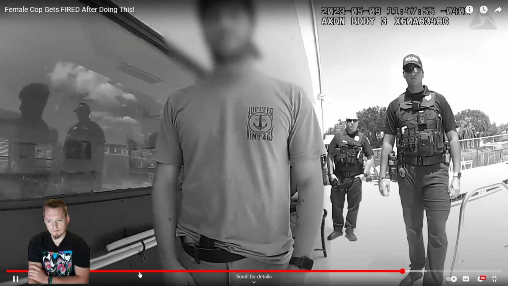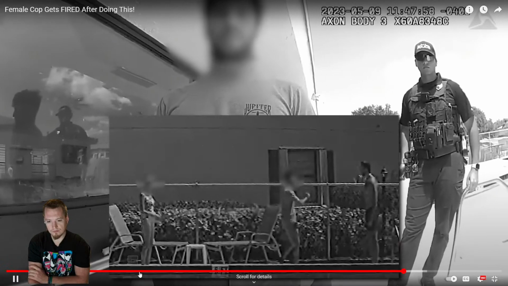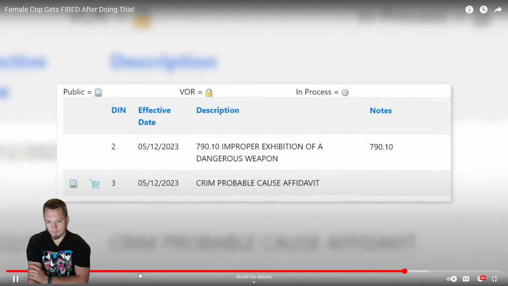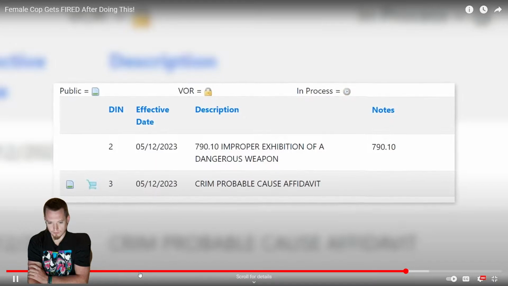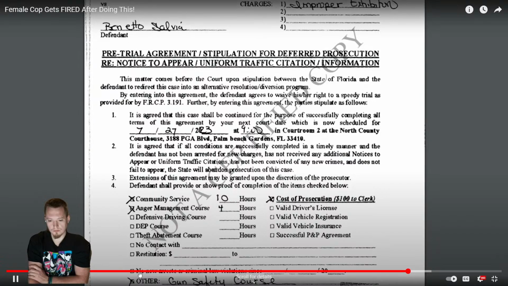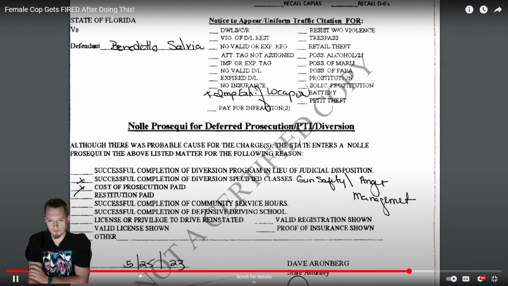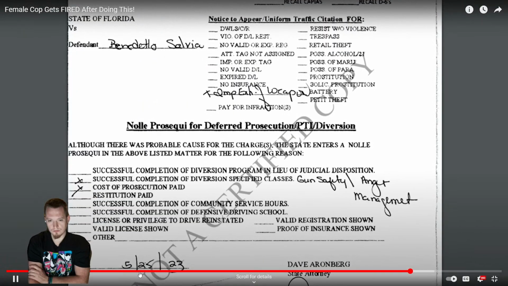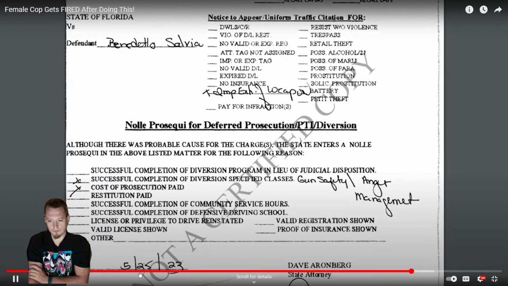However, after the officers reviewed the surveillance footage, they determined that probable cause existed to arrest Mr. Salvia, and on May 12, 2023, he was charged with improper exhibition of a dangerous weapon. Court records show that Mr. Salvia participated in a pre-trial diversion program, and on May 26, 2023, the charge was dismissed after Mr. Salvia took gun safety and anger management classes and paid for the costs of prosecution.